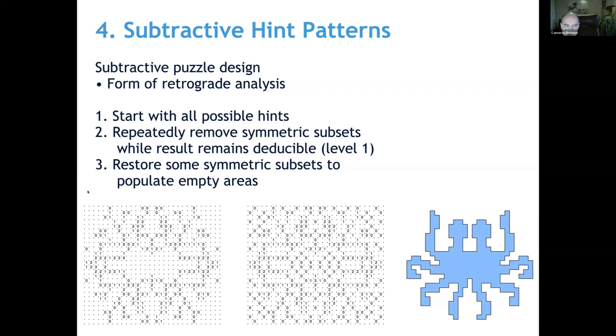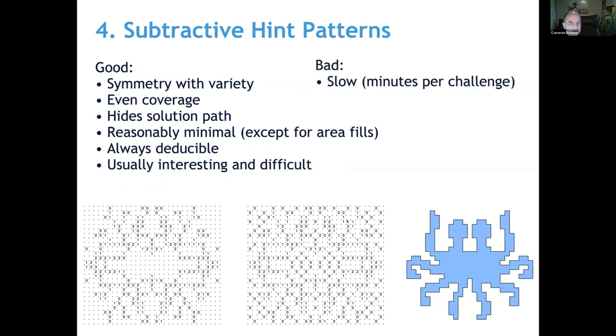So to give even coverage, it's useful to perform a third step, which is to restore some symmetric subsets of hints to populate the empty areas. So the end result is what we get in the middle. It's quite symmetric. It gives a quite even coverage. It hides the solution path, and it's reasonably minimal, except for the area fills, which tend to be zeros. It's always deducible. And this usually produces interesting and reasonably difficult challenges. One problem is that this is a much slower process.